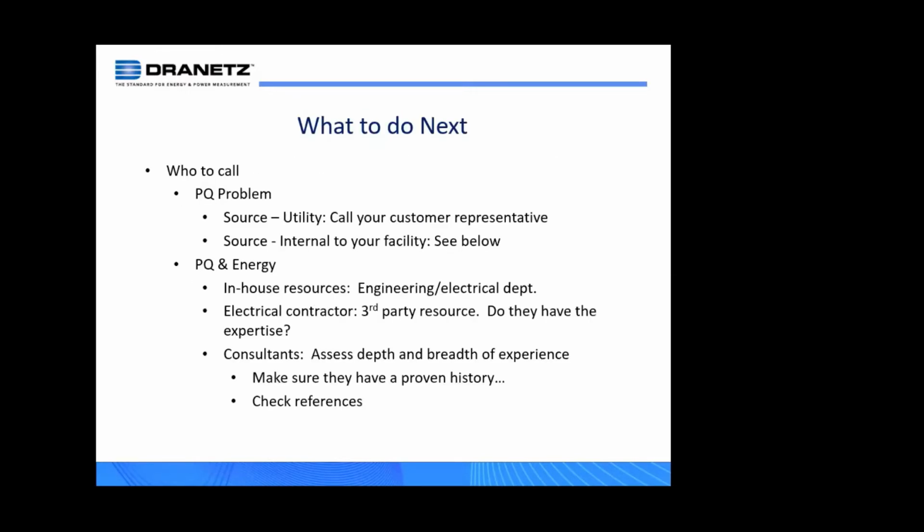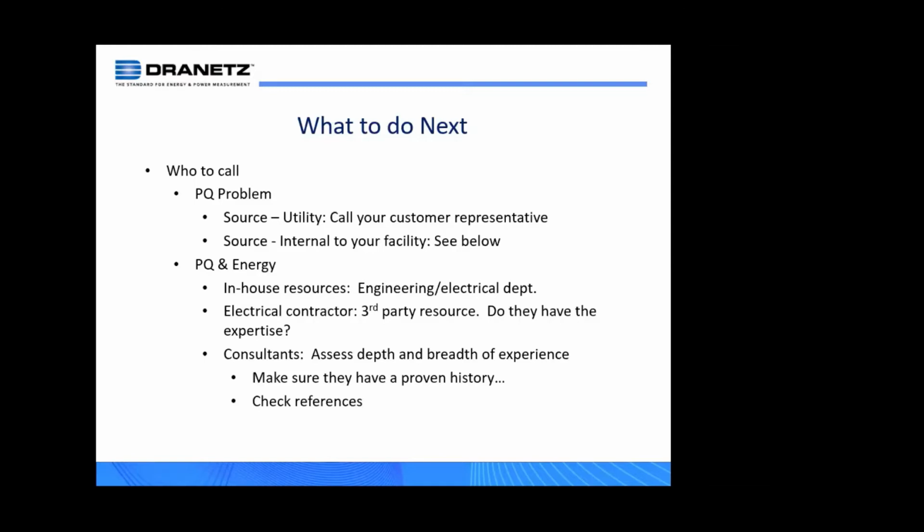Well, if it's a PQ problem, you call your utility account representative. If the problem has been identified as the source, if it's coming in from the utility, the instrumentation tells you that your faults are upstream, which means if you're monitoring at the point of common coupling, the utility base. So you have data that you can document, you have something tangible that you can go to your utility account representative and you can say, these are the problems that are occurring.